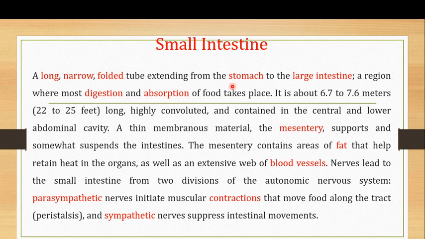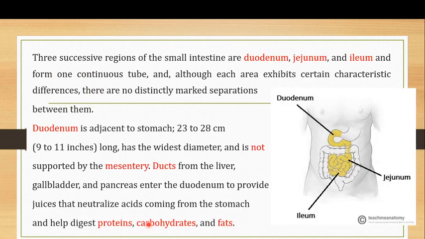It is very long, about 6.7 to 7.6 meters, and highly convoluted, contained in the central and lower abdominal cavity and supported by a thin membranous structure called the mesentery. The contraction and relaxation of the muscles of the small intestine is controlled by the parasympathetic system and the sympathetic system. The small intestine is divided into three major parts.